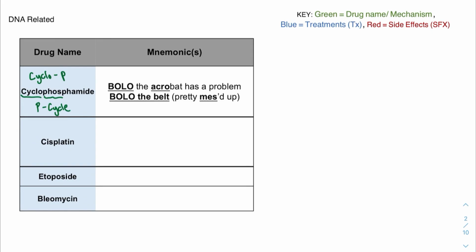So right off the bat, what is Bolo? Well, Bolo is kind of like a clown-ish kind of name, but also a name for like an acrobat, like in a circus. Bolo here stands for the 4 treatments of cyclophosphamide. So it treats breast cancer, ovarian cancer, lymphoma, and oat cell lung cancer.